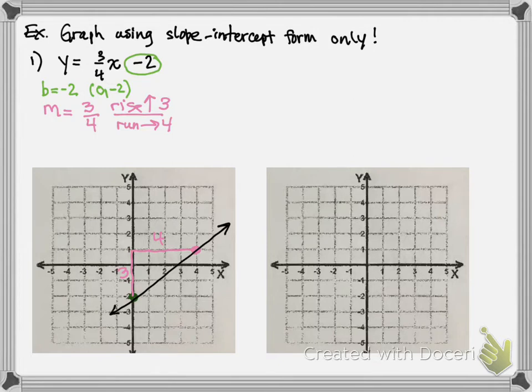And there's my graph. Second problem, not so nice. 3x plus 2y equals 6. The problem is it's not in slope-intercept form. What form is it in? Standard. Yeah, that's standard form, and that's not what we want.